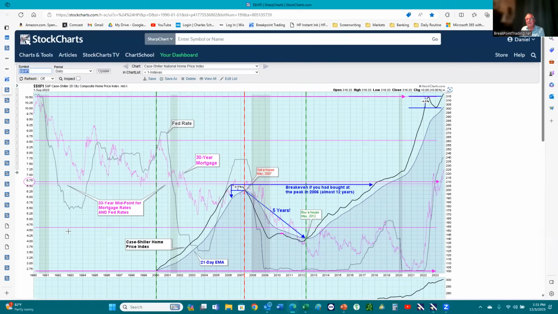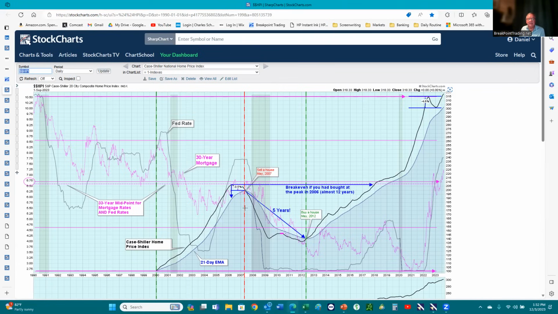Case-Shiller. Look at that. Is that amazing or what? The Case-Shiller was rolling over right here, heading back to this 21-day moving average, much like it did back here in 2007 before the 2008 crash. It went right down here and crossed over. This is where I say sell a house when it crosses, then buy a house when it crosses back to the upside. Well, it was heading there, but now it's back above all-time highs.